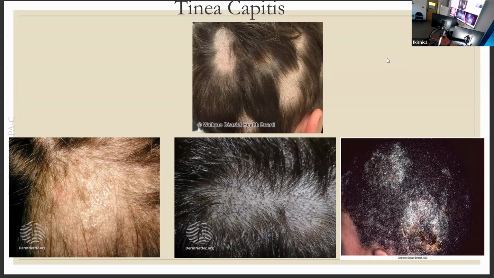Then we have a kerion. A kerion is going to be a really inflammatory presentation of tinea capitis. This is going to have boggy lesions. You press on it, and there's going to be pus that comes out. It's going to be very painful. Your patients usually don't feel great. They can have postauricular lymphadenopathy along with this. Because it's so massively inflammatory, if it goes untreated, it can destroy the hair follicles and you can get permanent hair loss in those affected areas.